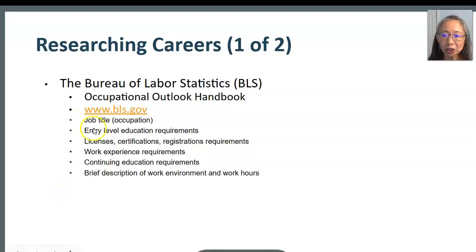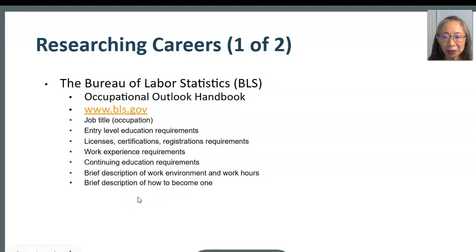In addition to the on-the-job specification, the handbook also has some brief description about work environment and hours. So does this job require overnight shifts? Does it require working on weekends? Do you have to work indoors or outdoors? Is a lot of traveling required?